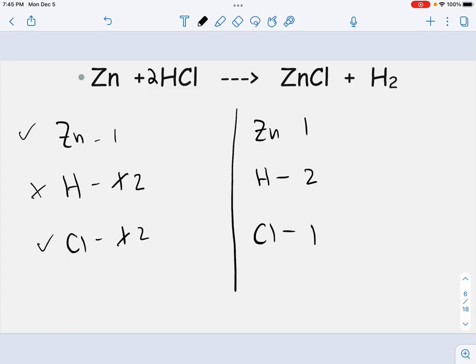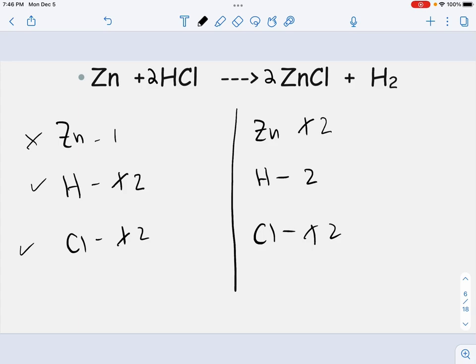So let's do a double check, okay? Zinc is balanced, hydrogen is balanced, but chlorine is not balanced, okay? So we need to get to 2 chlorines on the right-hand side. So what are we going to do? We're going to add a 2 in front of zinc chloride. And by doing that, we've doubled the amount of zinc and we've doubled the amount of chlorine, okay? So you always want to do a check after you've done everything. So chlorine balances, hydrogen balances, but zinc does not. So we have 2 zincs on the right, but we need 2 zincs on the left.